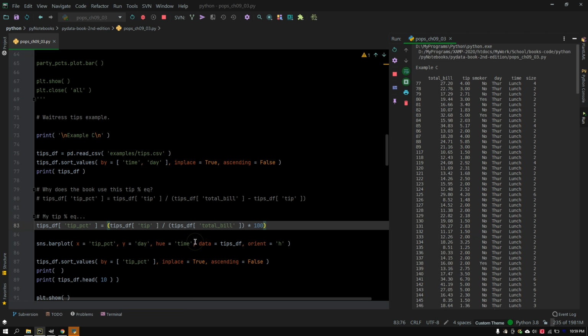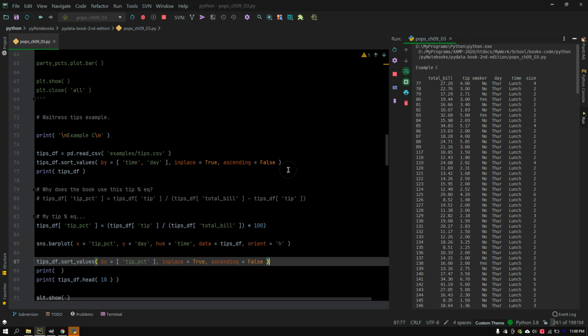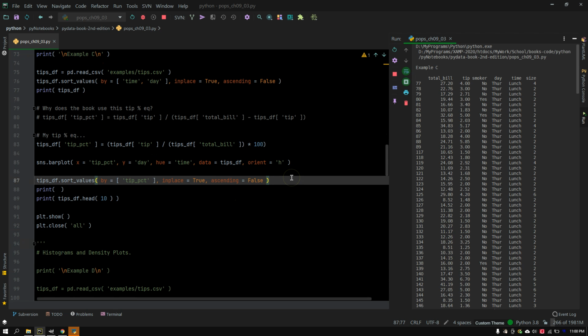Since we're using Seaborn, this is the syntax to execute the bar plot. We need to include an argument there mentioning the data frame, and the orientation for that bar plot is horizontal. We have sorted in place by the tip percentage in descending order, and I found out what this function does.